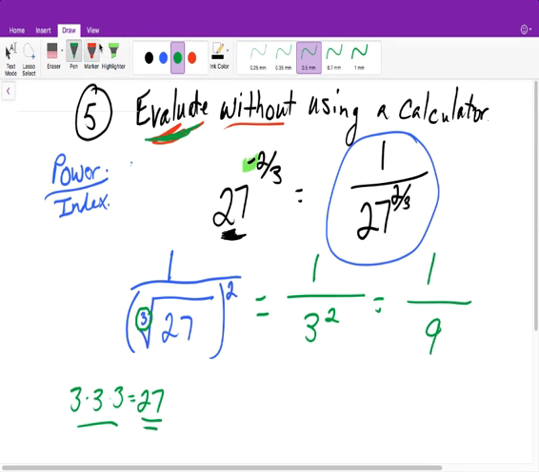But remember, just because this is negative, it doesn't actually make your number negative. It's saying that we need to take its reciprocal. Right? That is it for this number 5.